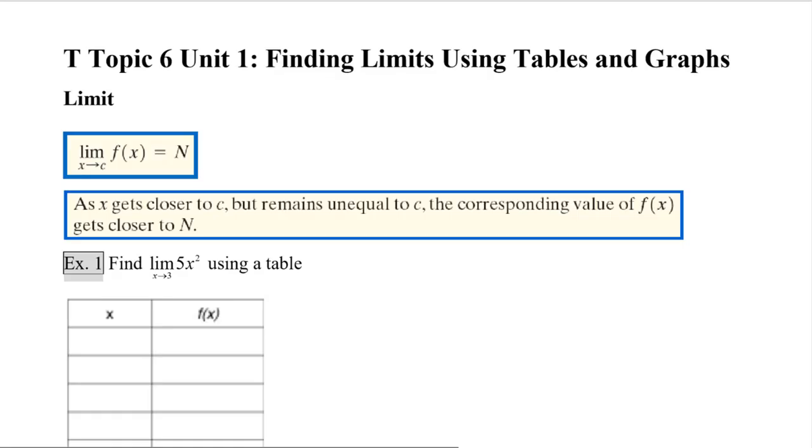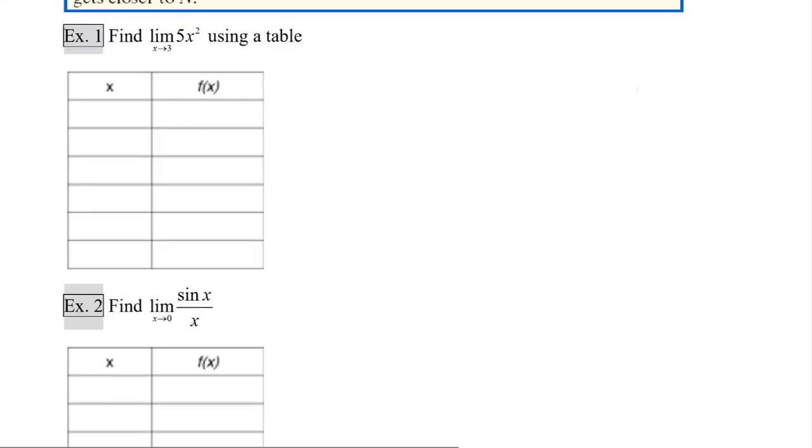Welcome to Topic 6, Unit 1, Finding Limits Using Tables and Graphs. You should have learned through the discovery that a limit is a y value that a graph approaches as x approaches a specific number from both sides. We use the notation the limit of f of x as x approaches c has to equal some number.